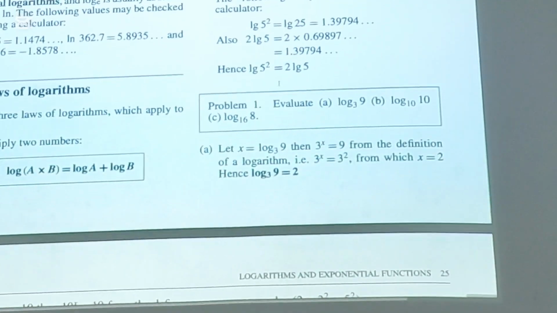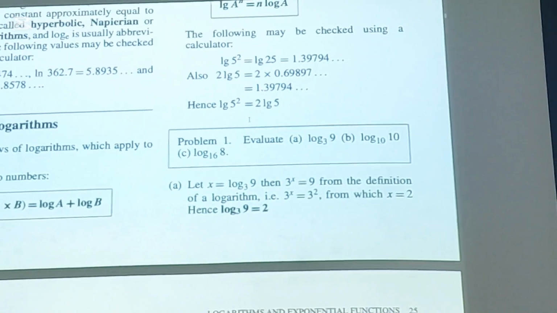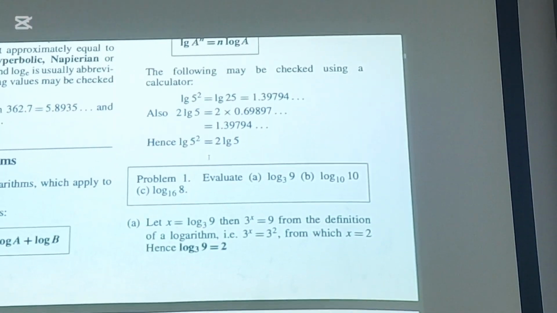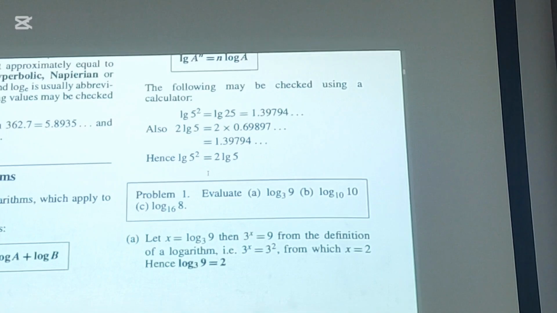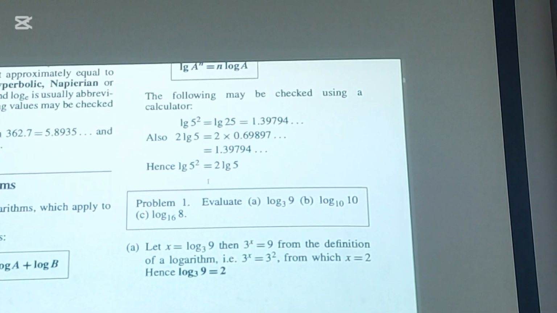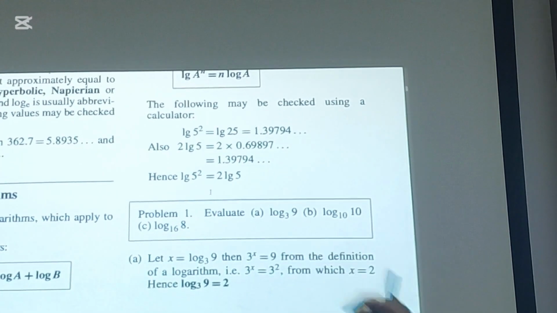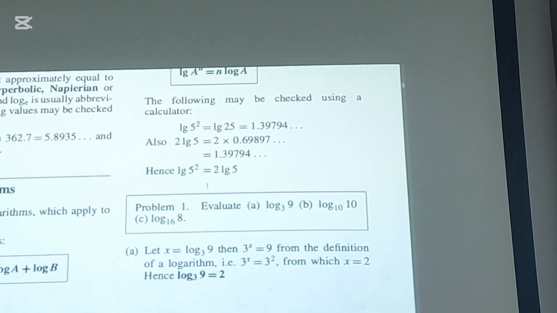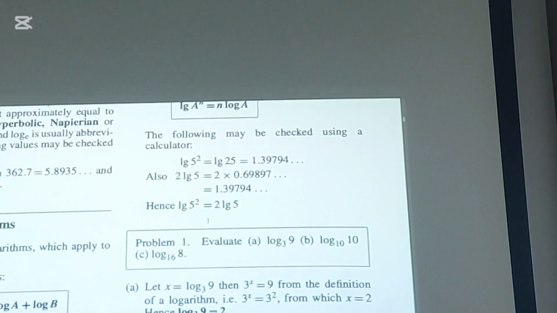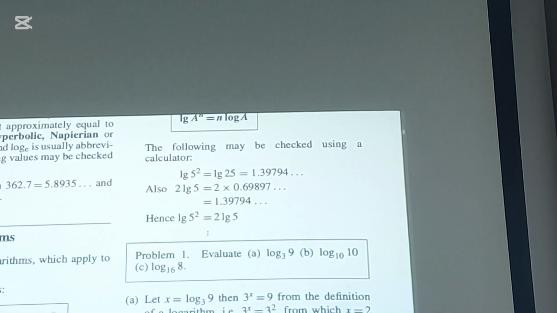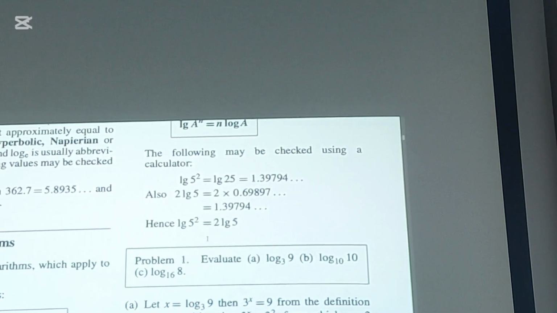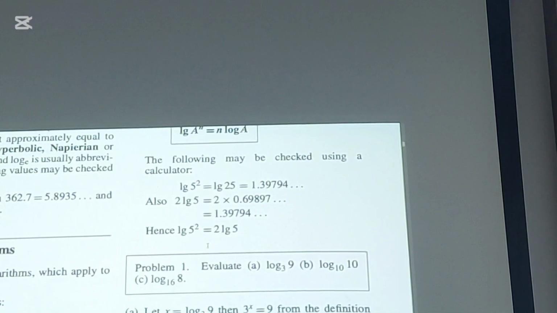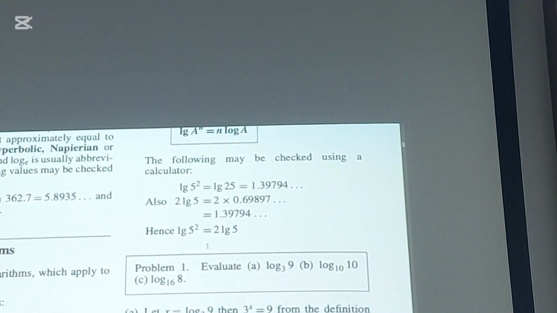Problem 1. Evaluate A, log base 3 of 9, because the 3 was written small. It means that it will be equal to 3 log 9. If 3 was marked small, it means it is similar with this one.